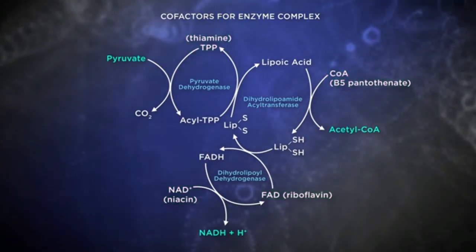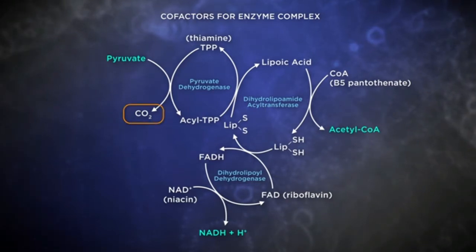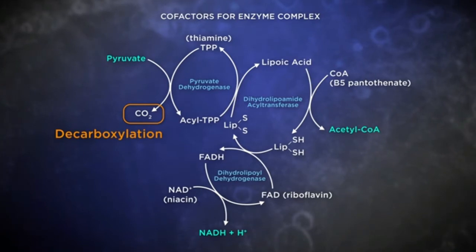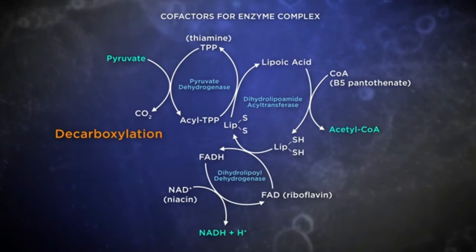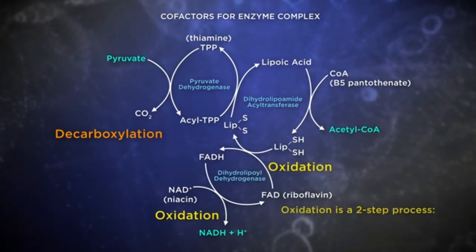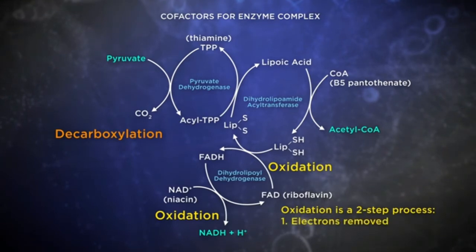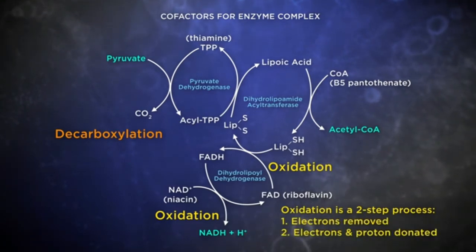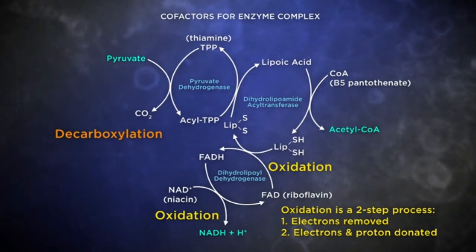The main events the enzymes and their cofactors bring about are that a molecule of carbon dioxide is released from pyruvate. This is a decarboxylation. Electrons also need to be transferred to electron carriers. This is an oxidation, loss of electrons, and is a 2-step process. First, the electrons are removed, and then they're donated to NAD+ along with a proton to form NADH. Gain of electrons is a reduction.